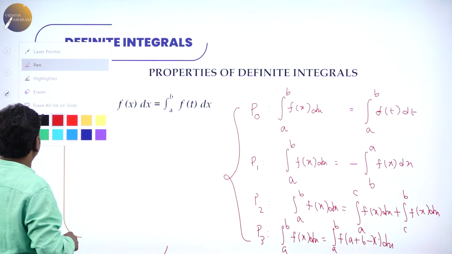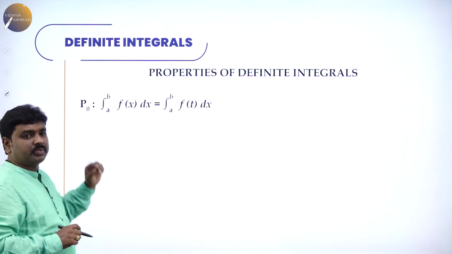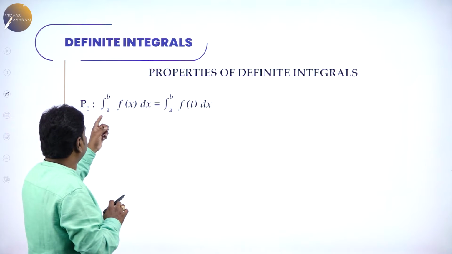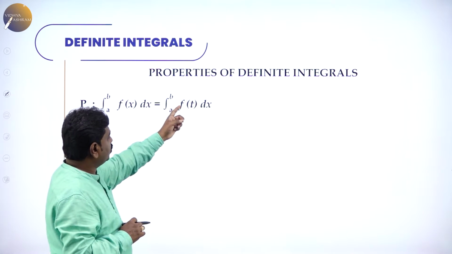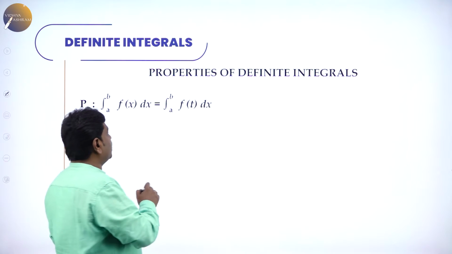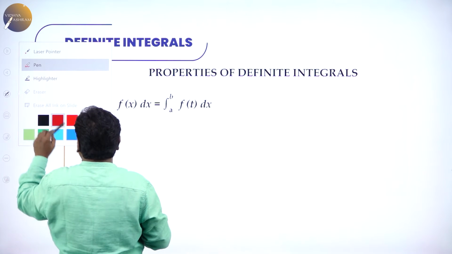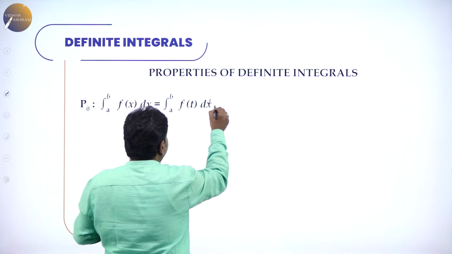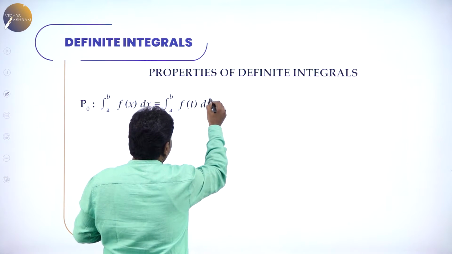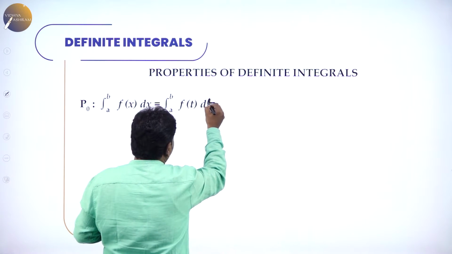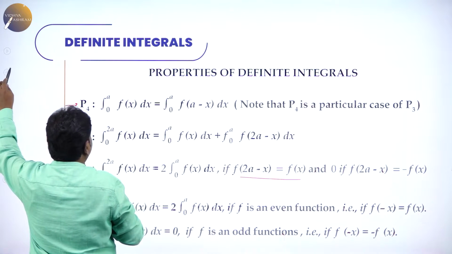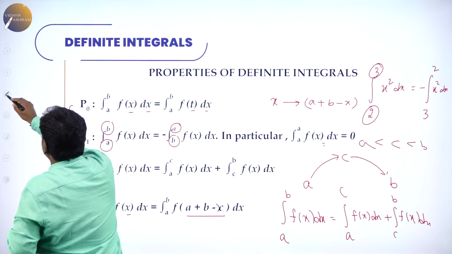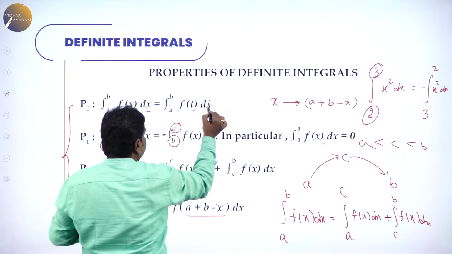Now the first property, all of you know. What is the first property? P0. What is P0? The integration of a to b f of x dx is equal to the integration of a to b f of t dt. So instead of f of x dx, you can put f of t dt. So replace x with t. See here, I'm just removing x and making it t. x dx becomes t dt.